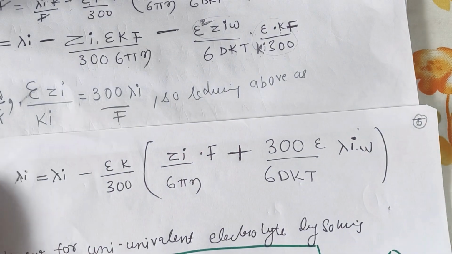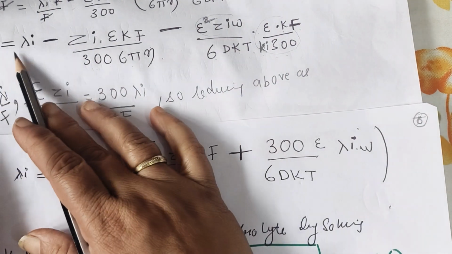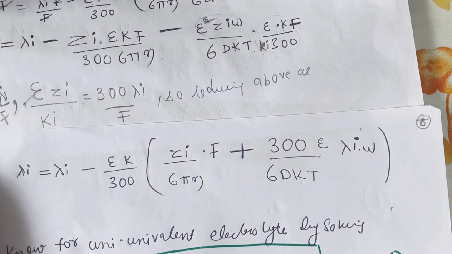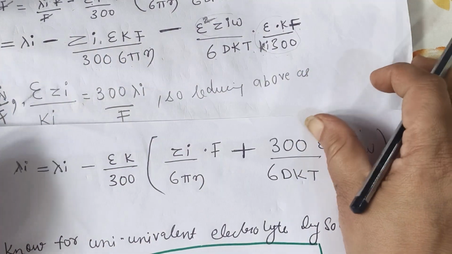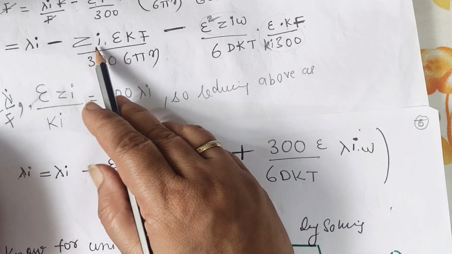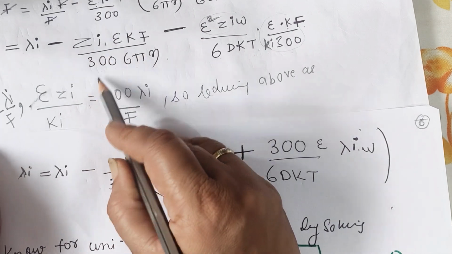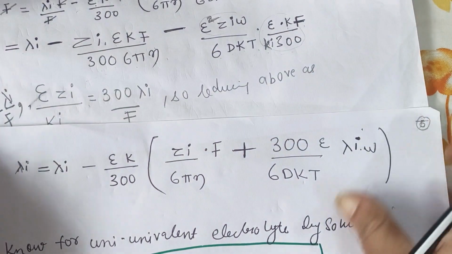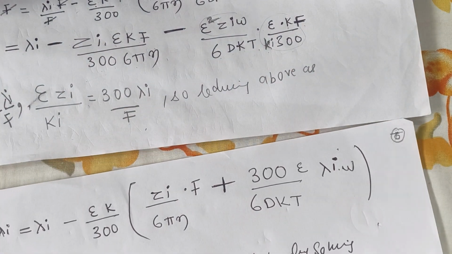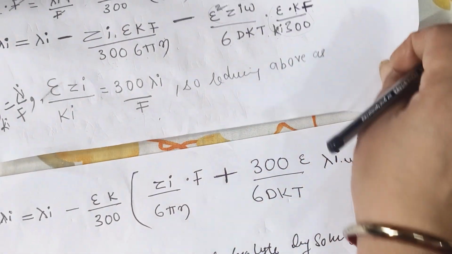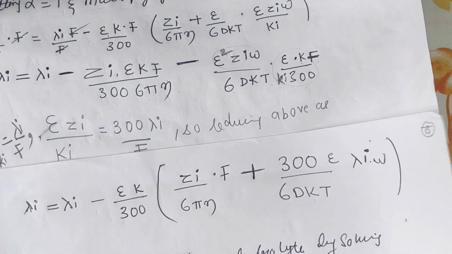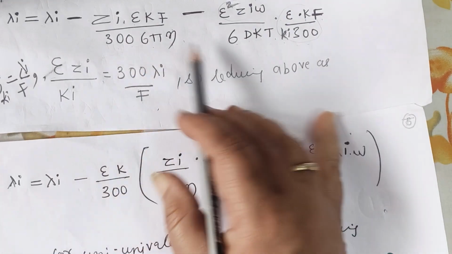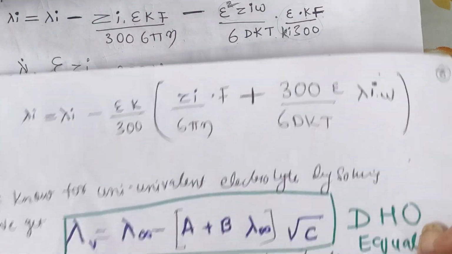Just see it. What is the equation? Lambda I equals lambda I minus the first term, right? In that, we have to replace zi epsilon 300 by lambda I by f. So it will become your, we will just substitute this value. So putting this value in this equation, we are reducing it into this form.